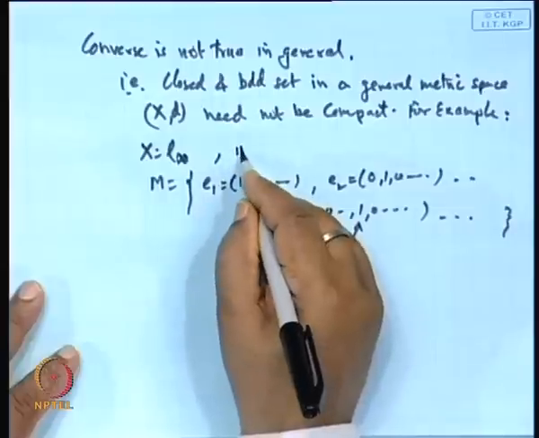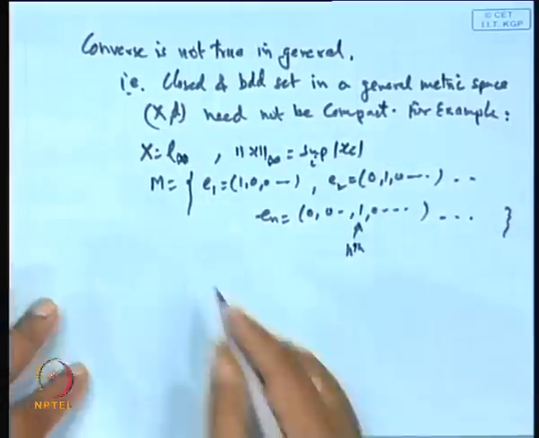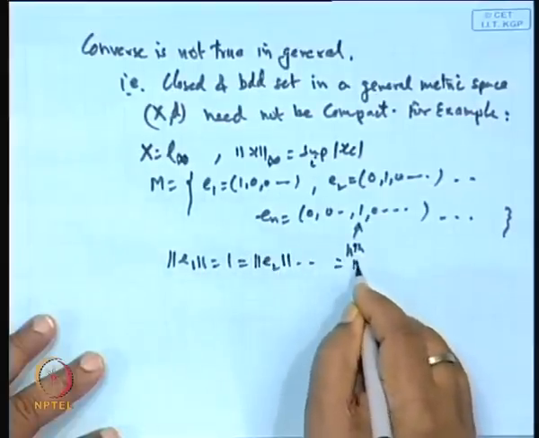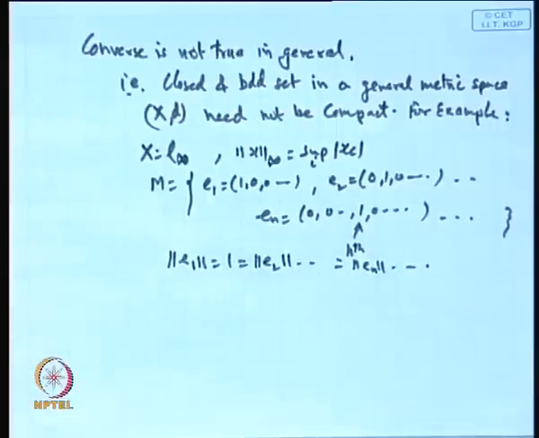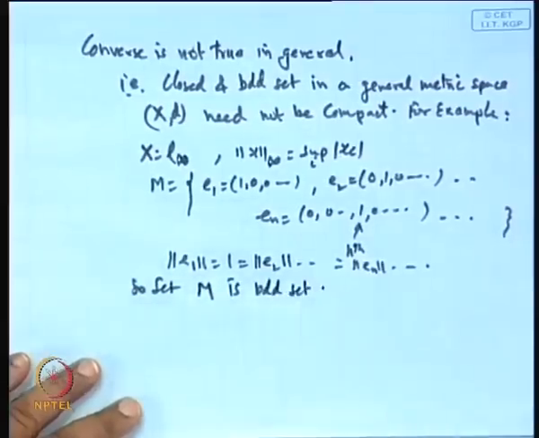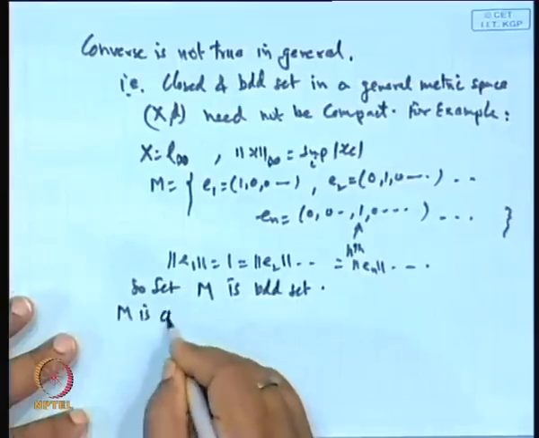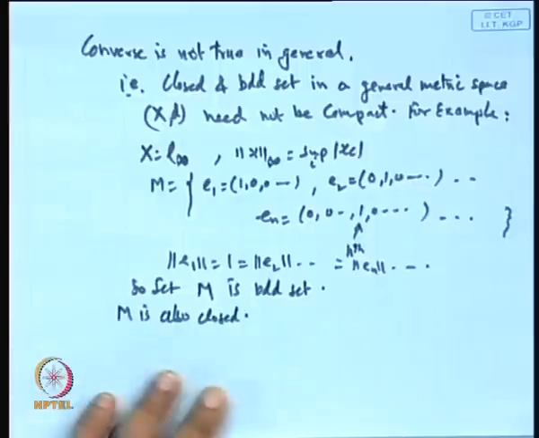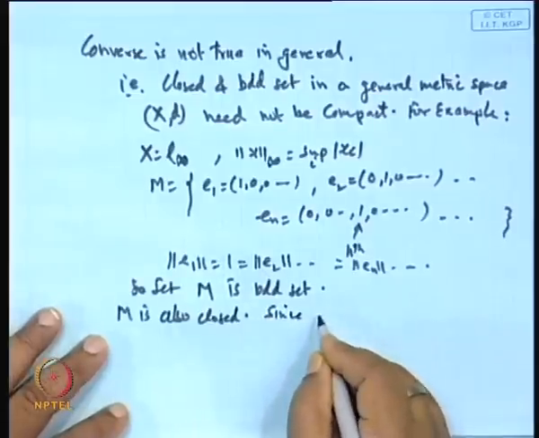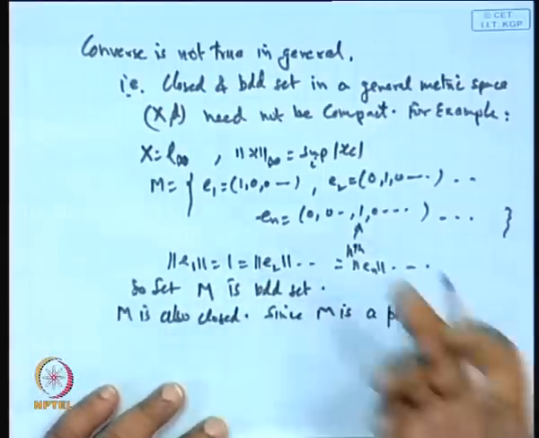Now, the norm is defined in terms of the supremum over i. So, each one has norm 1. It means the set M is a bounded set. Clear? M is also closed. Why? Closed means all of its limit points must belong to it, but basically the set M is a point set. Since M is a point set, each one is a point only, so they do not have any limit point.